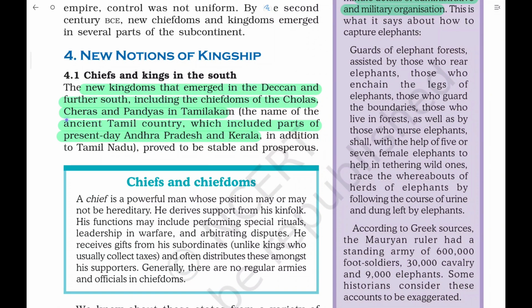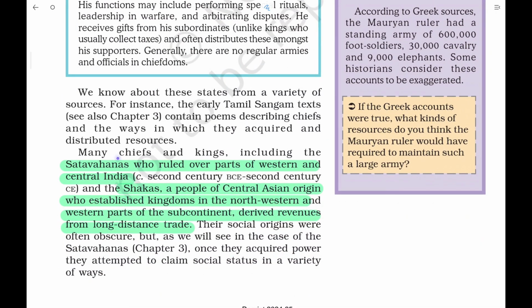Okay. Then there were Cheras, and then there were Pandyas, which included parts of present-day Andhra Pradesh and Kerala. Okay. Now, let us see the other information as well. Now, many chiefs and kings, including the Satavahanas. Now, Satavahanas were the rulers who ruled in the Deccan part, in western and central India. And the Shakas, these were a people of Central Asian origin who established a kingdom in the northwestern and western part of the subcontinent, and derived revenue from long distance trade.